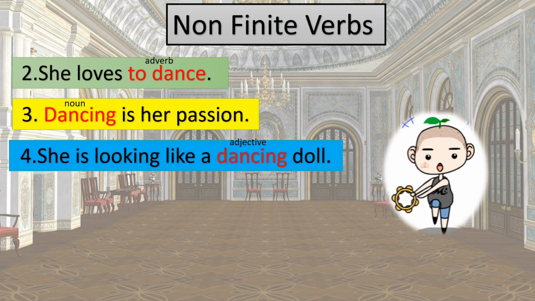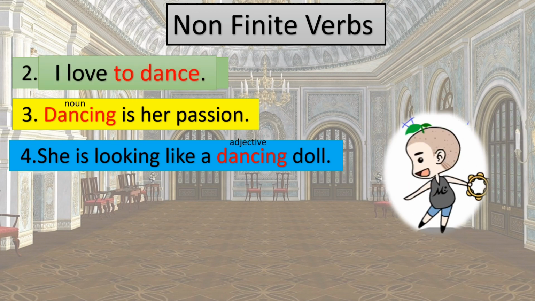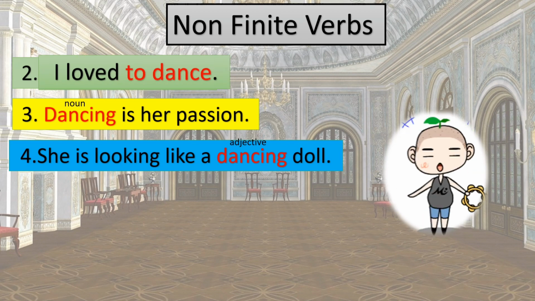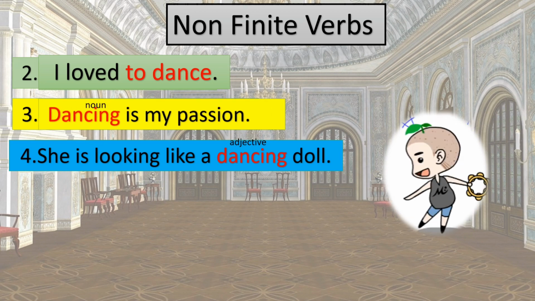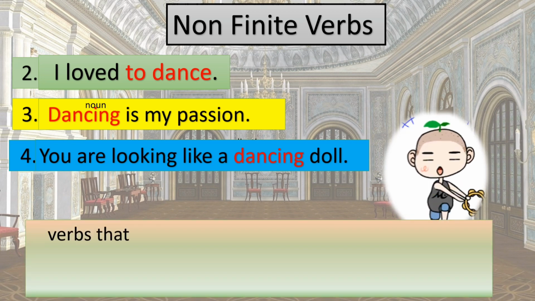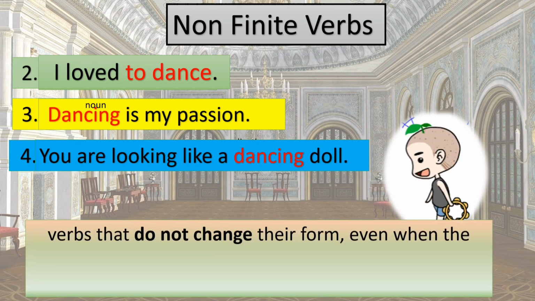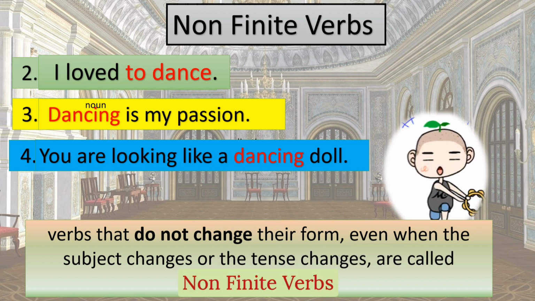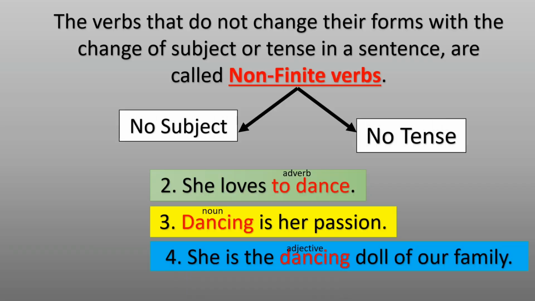Now the things are just opposite with non-finite verbs. As the name suggests, non-finite means no change at all. She loves to dance. I love to dance. No change into dance. I loved to dance. No change even if the tense is changed. Dancing is her passion. Dancing is my passion. Dancing is your passion. She is looking like a dancing doll. You are looking like a dancing doll. No change at all. The verbs that do not change their form even when the subject changes or the tense changes are called non-finite verbs.